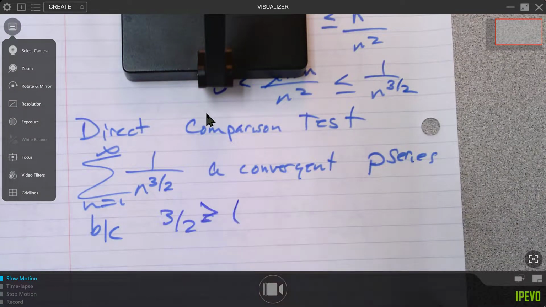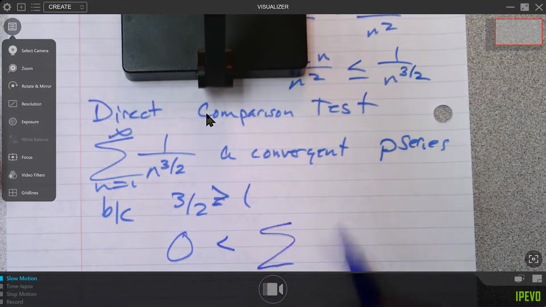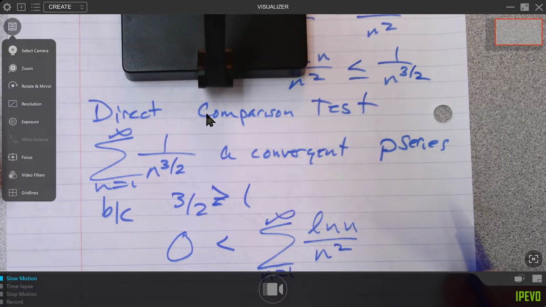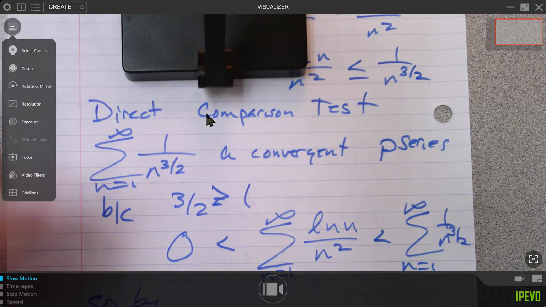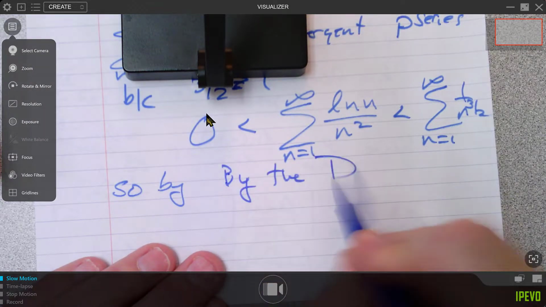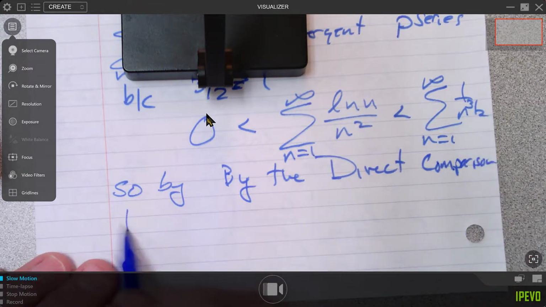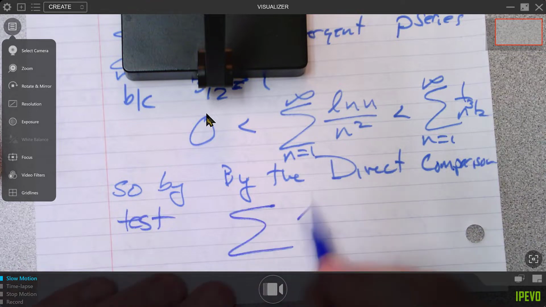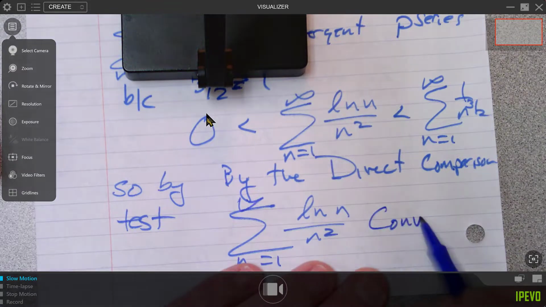Okay, now let's think about this. So we know that 0 is less than the summation of the natural log of n over n squared, where n goes from 1 to infinity, but that's less than the summation from n equals 1 to infinity of 1 over n to the 3 halves. So, by the direct comparison test, the series ln n over n squared, where n goes from 1 to infinity, converges.